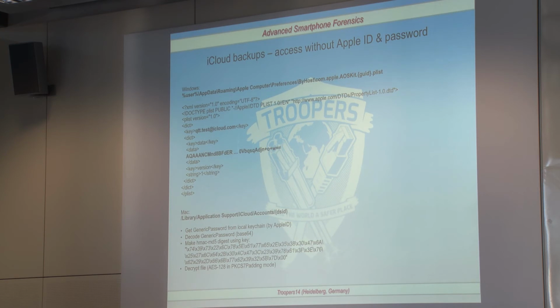And so on Mac it is also stored, and from this plist you get the authentication token and skip the first two steps I described in the backup retrieval protocol, and just send a command using the authentication token which is stored there. On Mac the encryption is a little bit better than on Windows, and we have to get the key from the local keychain decrypted with base 64, and then make the digest using the specific fixed key which is stored in one of the libraries, and then decrypt the file using AES128.